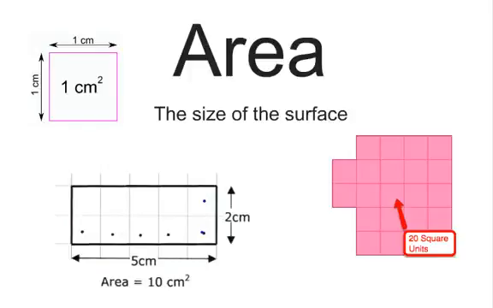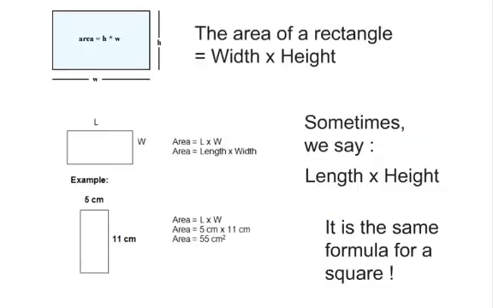And why is it a little 2 there? Square centimeters. Well, we write the exponent 2 because we're measuring 2 dimensions. Length times height. 2 dimensions. Alright. So the area of a rectangle, we can say width times height, as it is written here, or length times height. It depends. But it's the same formula for a square also.